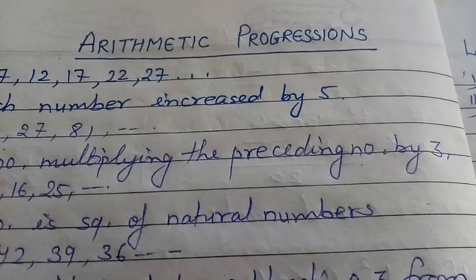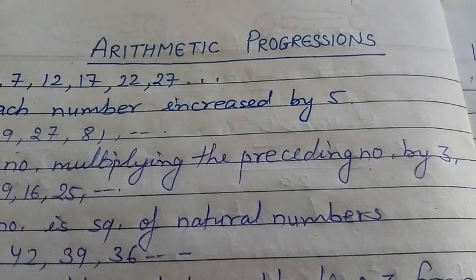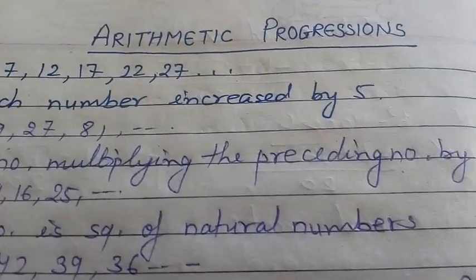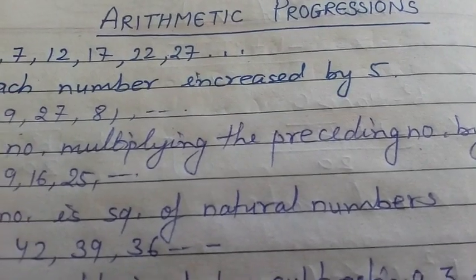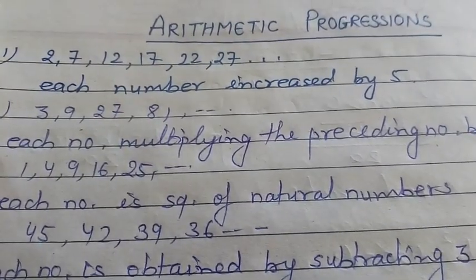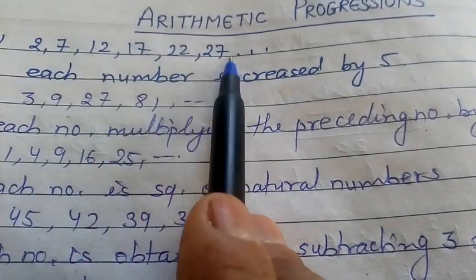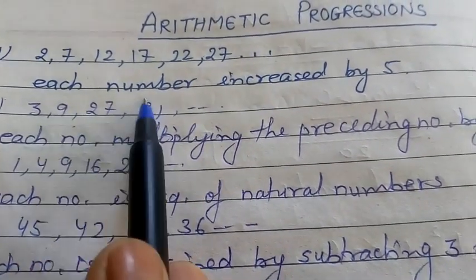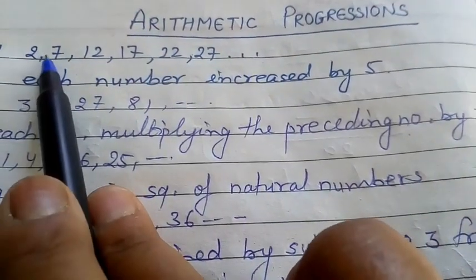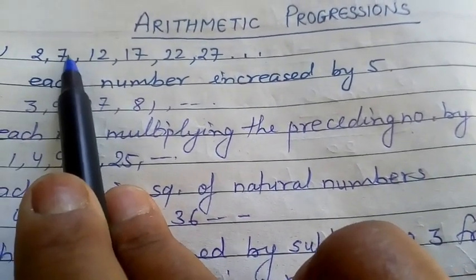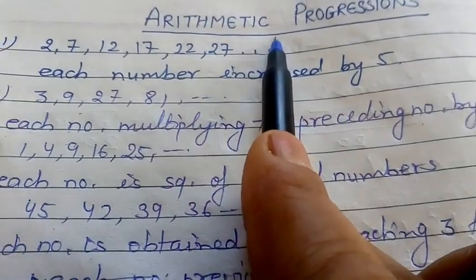Class 10. I am starting today's new topic, new chapter, arithmetic progressions. Here we see many sequences like 2, 7, 12, 17, 22, 27. It means each number is increased by 5: 2 plus 5 is 7, 7 plus 5 is 12, and so on.